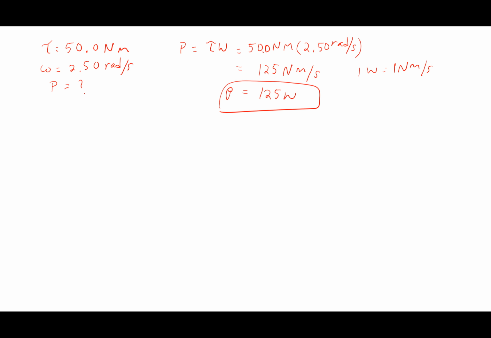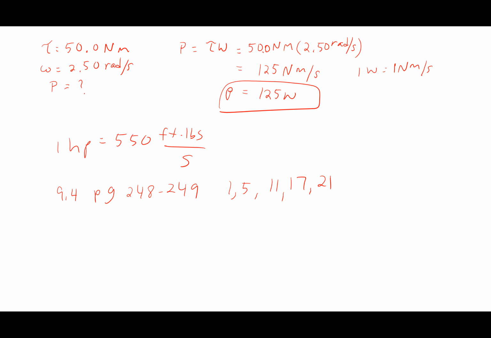Let me see if there's anything else. Oh, don't forget that 1 horsepower equals 550 foot-pounds per second. You might need that. We used it earlier too, okay? So for 9.4 homework, just a couple of problems. 9.4, pages 248 and 249. I want you to work 1, 5, 11, 17, and 21. 1, 5, 11, 17, and 21.